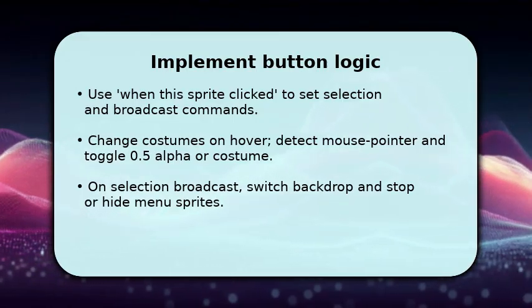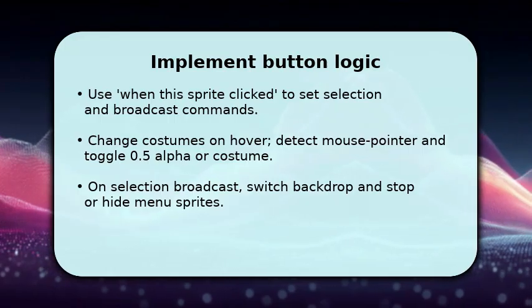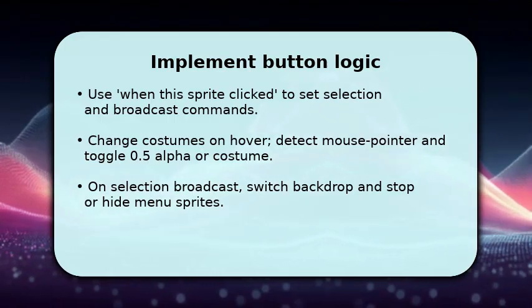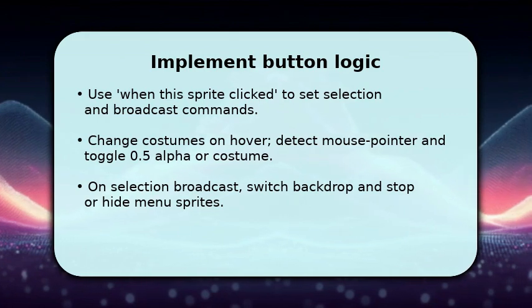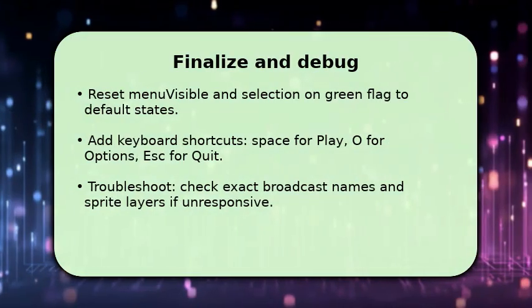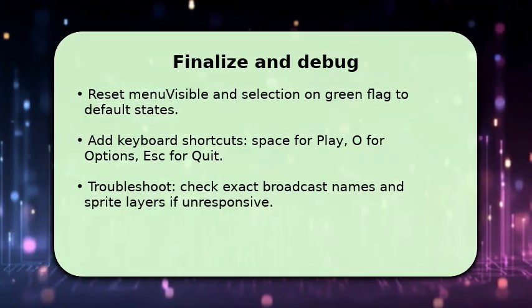In the main control script, listen for that broadcast to switch backdrop. Hide the menu by setting menu visible. Finish by ensuring your menu resets correctly on the green flag. Set menu visible to true, selection to none, show menu backdrop, and broadcast show menu.